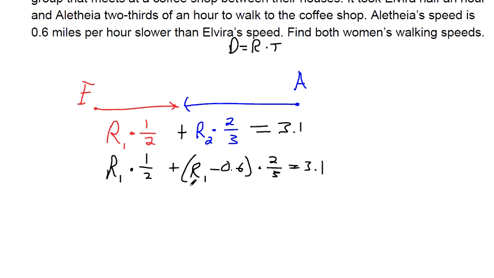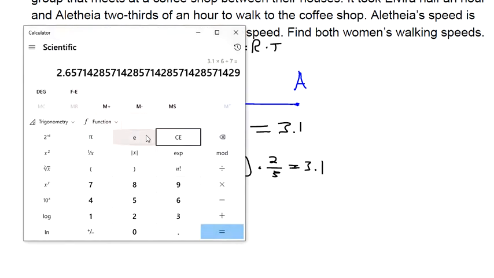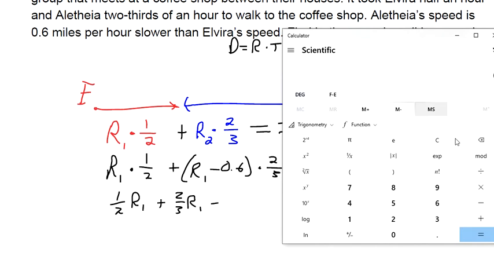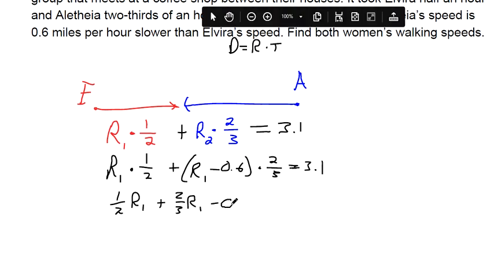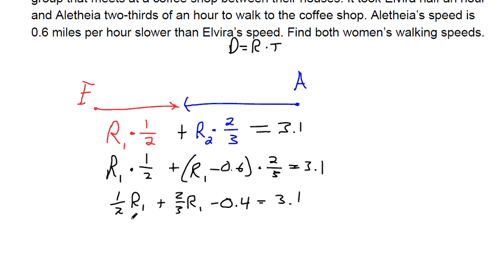So we can distribute 2/3 to everything inside the parentheses, and I'm just going to rewrite this as 1/2 r sub 1. So 2/3 times r sub 1 just gives us 2/3 r sub 1. And then 2/3 times 0.6. You can do that with your calculator if you want. So 0.6 times 2 divided by 3 gives us 0.4 here. And so we could combine these. Maybe the decimal approach works best.